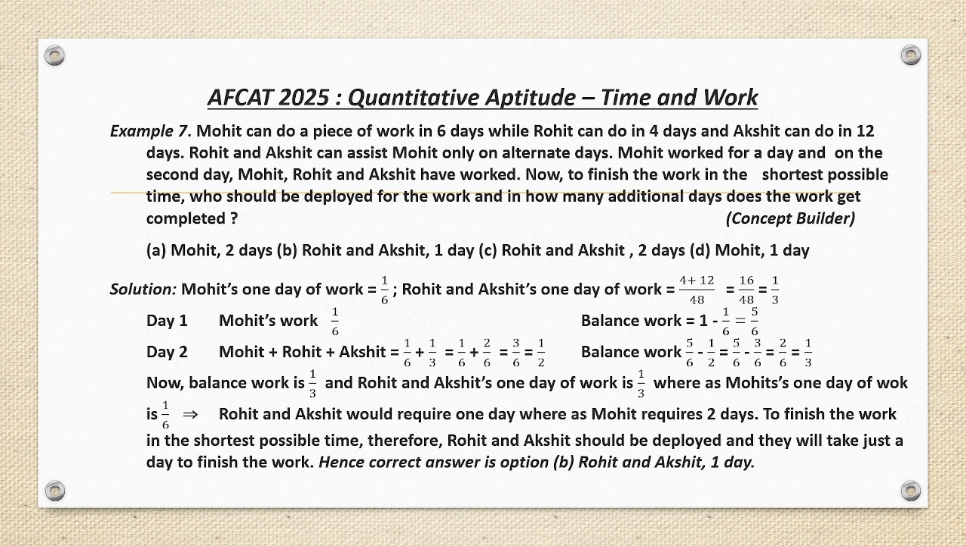Mohit worked for a day, and on the second day, Mohit, Rohit and Akshit have worked. Now, to finish the work in the shortest possible time, who should be deployed for the work? And in how many additional days does the work get completed? Right? So, please try this question. You may take 2 minutes for this. Please pause the video and try to solve the question.